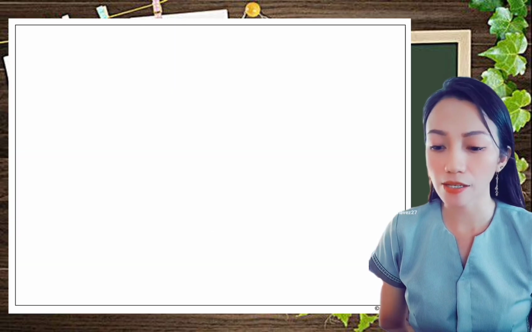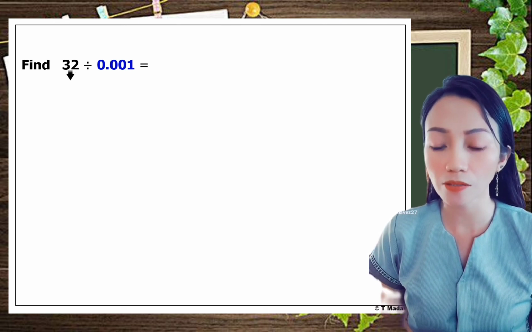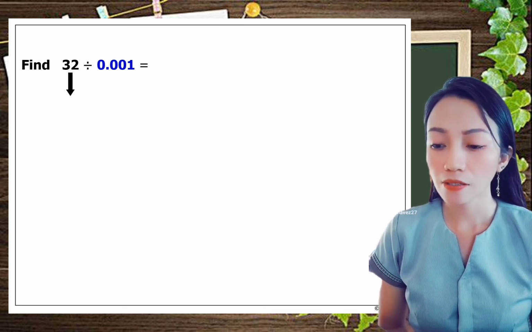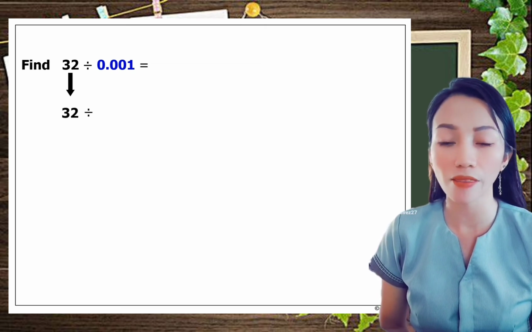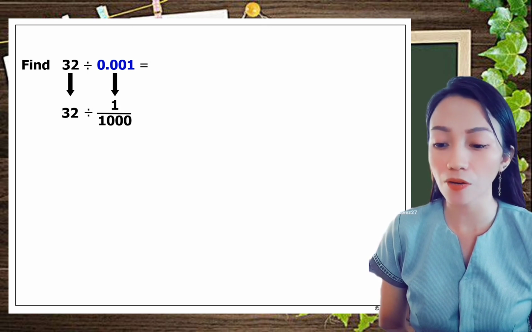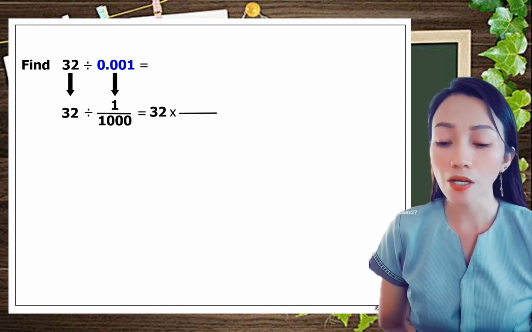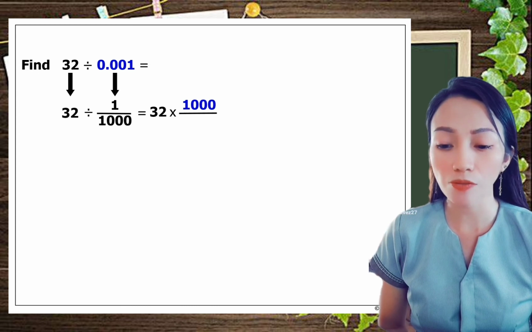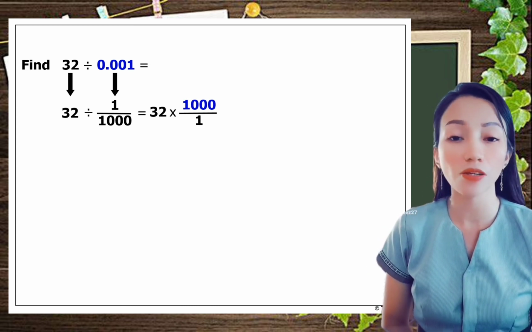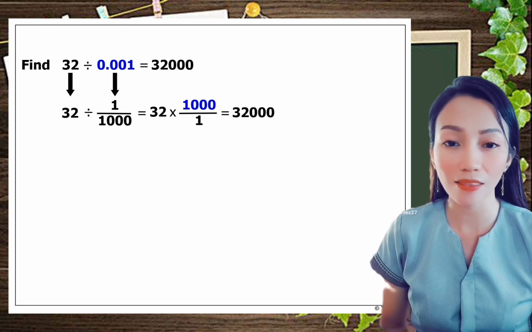Let us now proceed to the next example. That is 32 divided by 0.001. So let us now rewrite. It is written as 32, and 0.001 is written as 1 over 1,000. 32 divided by 1 over 1,000. To solve this one, let us find the reciprocal of 1 over 1,000, so that will become 1,000 over 1, and the operation will be multiplication. So 32 times 1,000 divided by 1, so the answer is 32,000. It is also in the form of a question, how many thousands in 32?